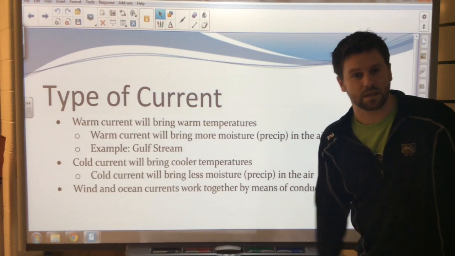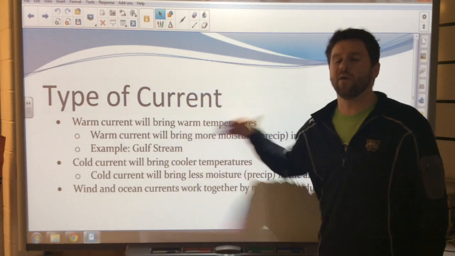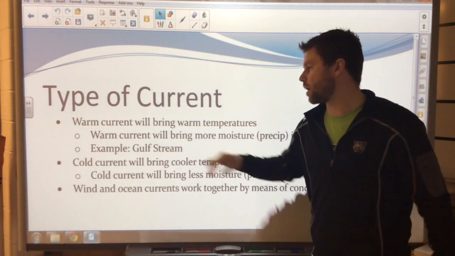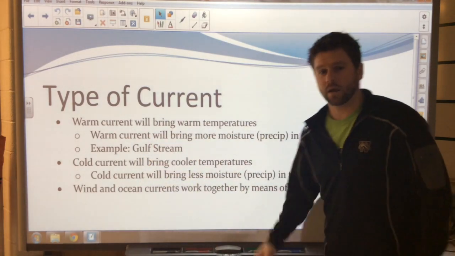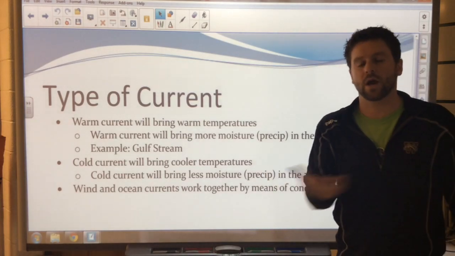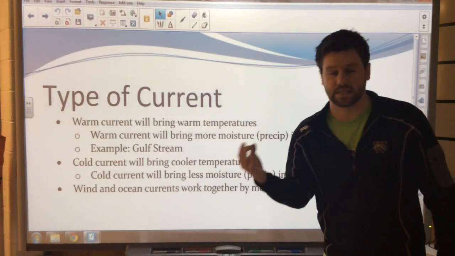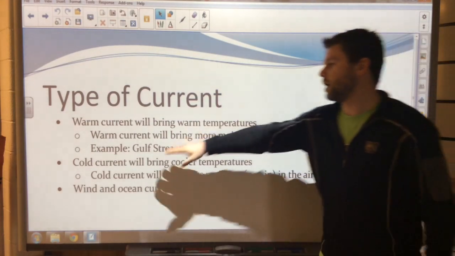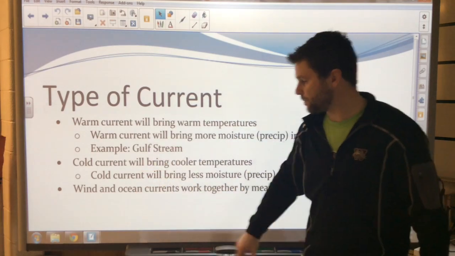Warm currents, if we've got warm currents, they bring warm temperature. So with a warm current, it's dragging warm air, right? With warm air comes moisture. So typically, with a warm current, you get warm air and moist air, right? So you get more moisture and warm air. The example is the Gulf Stream, okay?